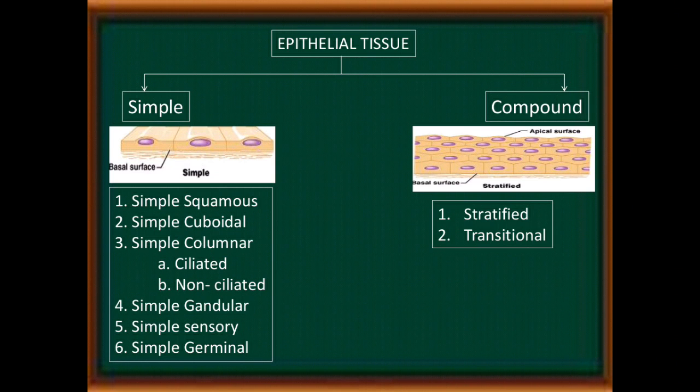Epithelial tissue is of two types, simple and compound. Simple: there are simple squamous, simple cuboidal, simple columnar. Columnar is of two types, ciliated and non-ciliated. Simple glandular, simple sensory and simple germinal. Compound, two types, stratified and transitional.